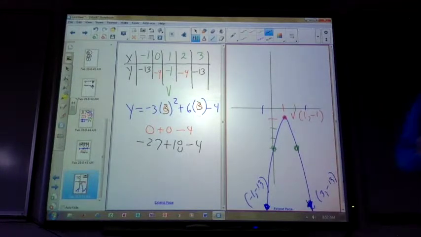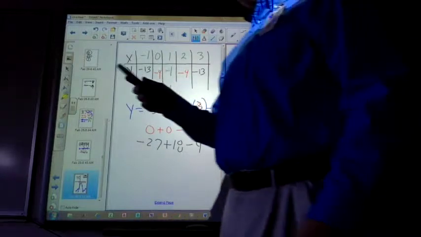Okay? Did it do what we said? Does it open down? Yes. Does it cross the x-axis? No. If it doesn't cross the x-axis, what do you know about the original problem? It's prime. Is it irrational? It could be. You know what? I'll tell you this.